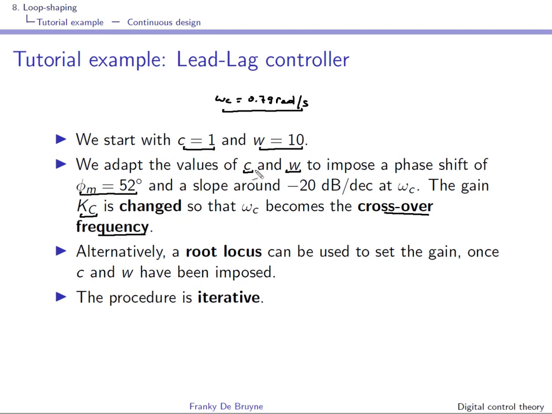We have to adapt the gain in such a way that this frequency becomes the crossover frequency. An alternative is that you select c and W such that at this frequency the phase margin is 52 degrees, then you look at the root locus and select a gain such that the corresponding poles go through the line where zeta is equal to 0.5. This is an alternative way of choosing Kc, but you'll end up with the same value of Kc. This procedure is iterative because it will take a while until you have selected the correct values of c and W.